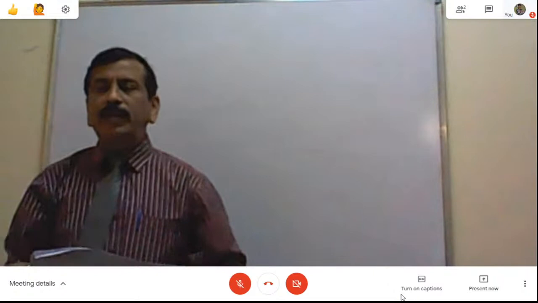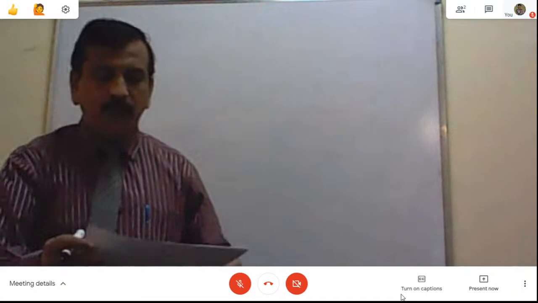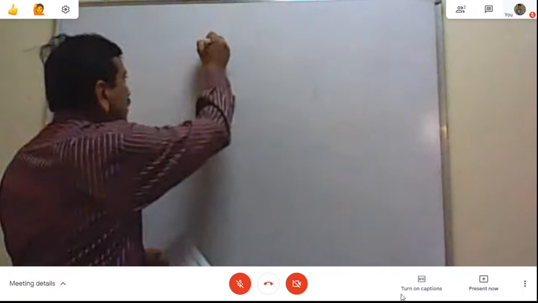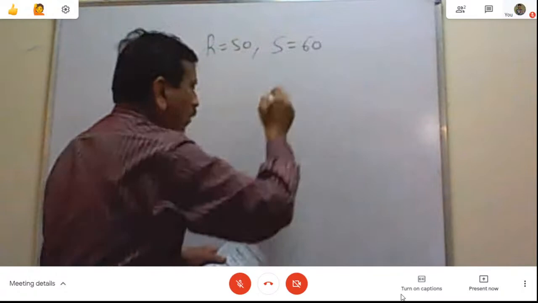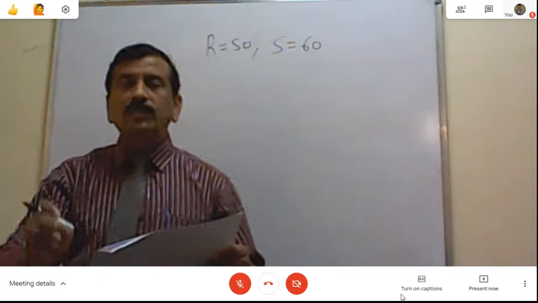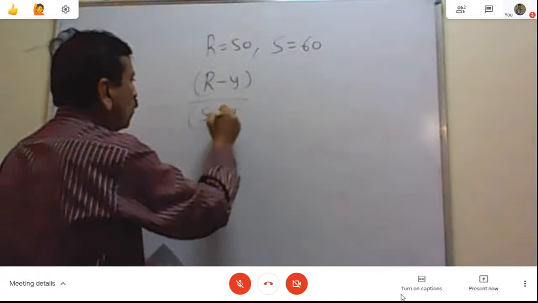Rajesh is 50 years old and Suresh is 60 years old. How many years before was the ratio of their ages 7:9? Rajesh is 50, Suresh is 60. How many years before the ratio was 7:9? We don't know. So let's consider y years before the ratio was 7:9. So (R minus y) upon (S minus y) is 7:9.